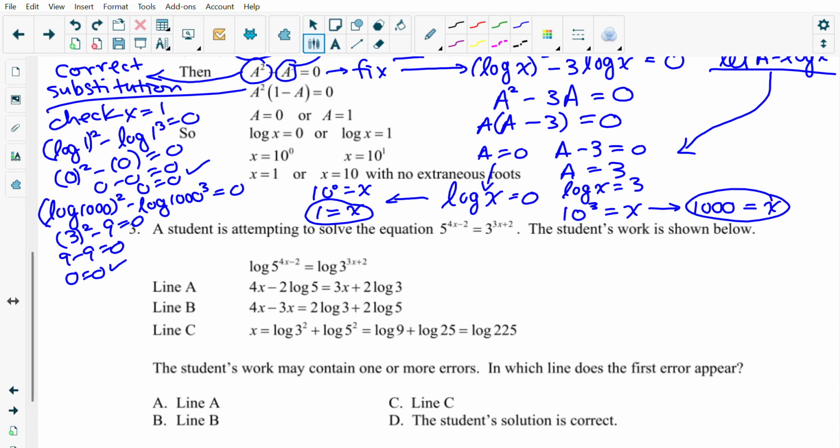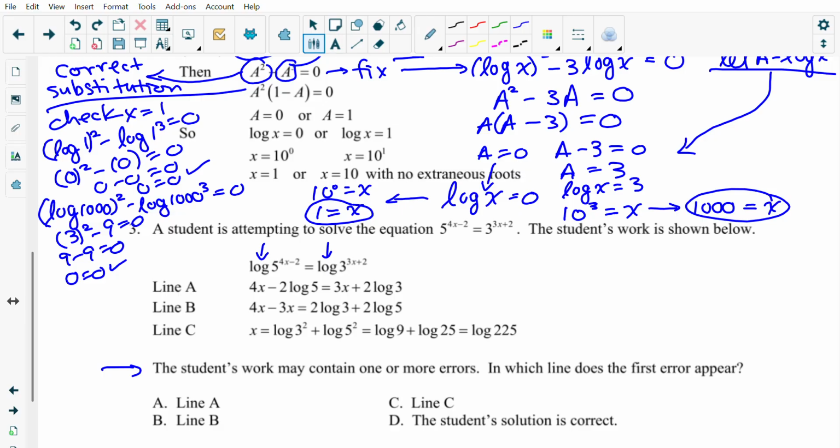Okay, number 3. A student is attempting to solve the equation 5 to the 4x minus 2 equals 3 to the 3x plus 2. The student's work is shown below. I love these kind of problems where we give you the work done and it's up to you to do detective work, go back and figure out what went wrong here. Oh, this is multiple choice. The student's work may contain one or more errors. In which line does the first error appear? Looks like we took the common log of both sides, which is a good method to solve an exponential equation.